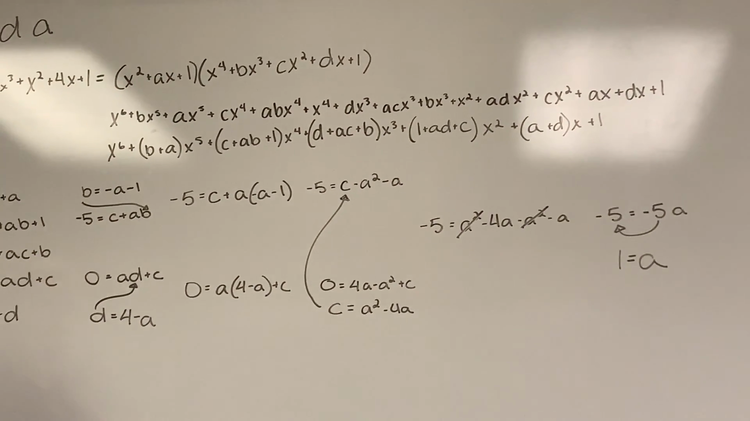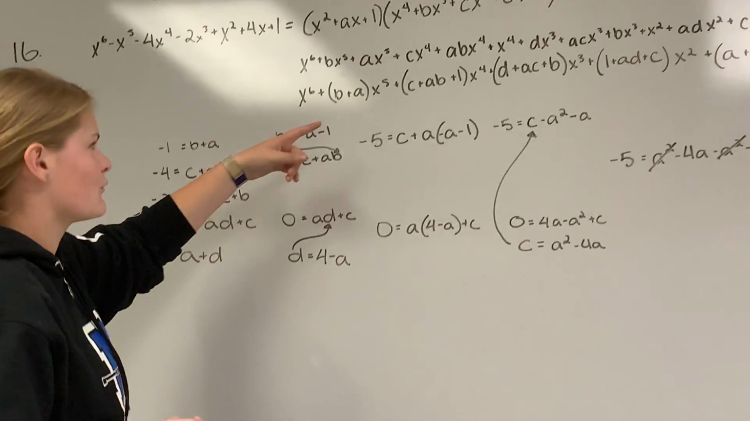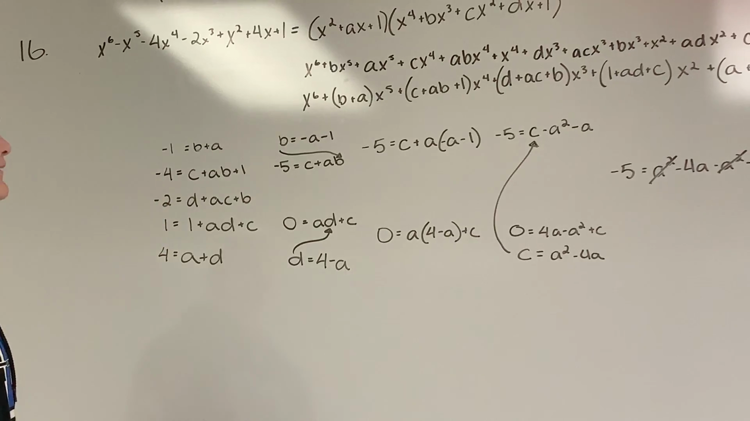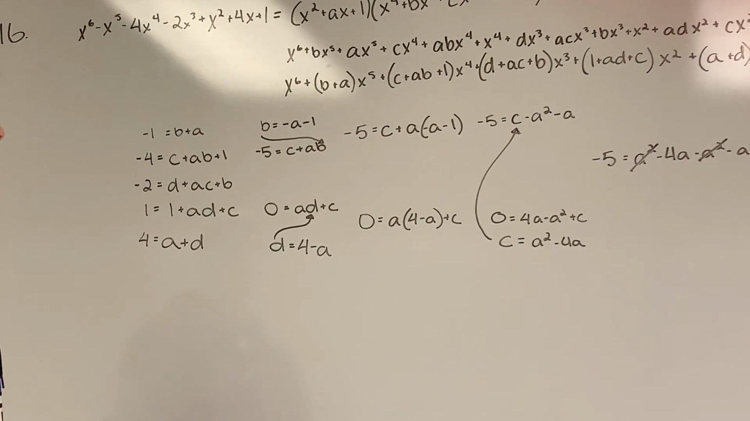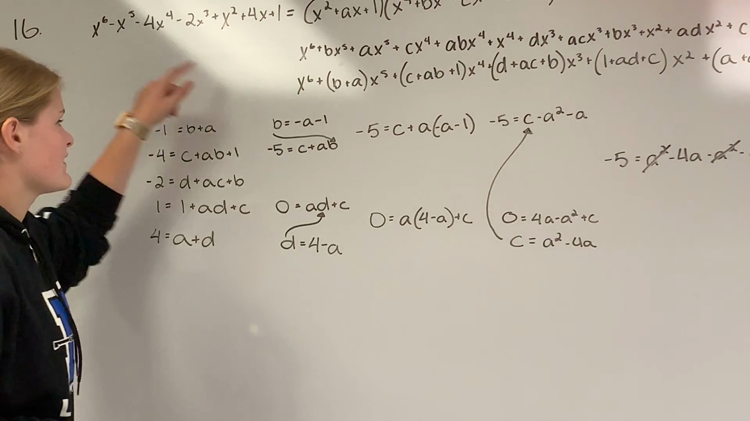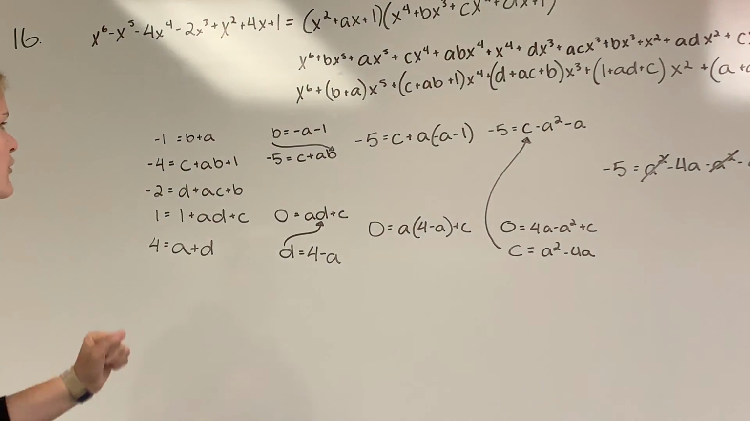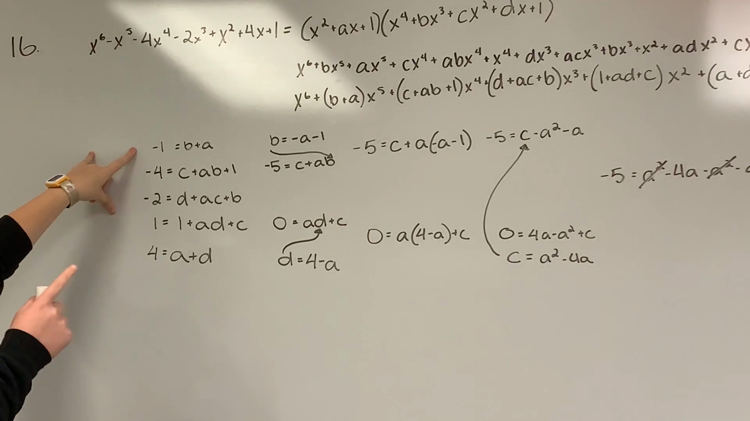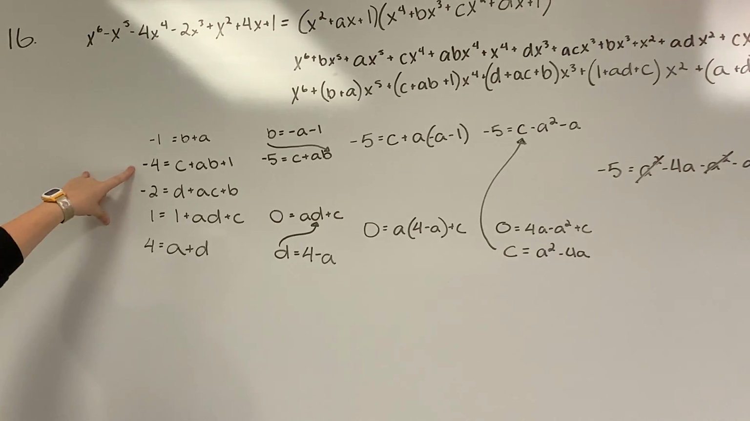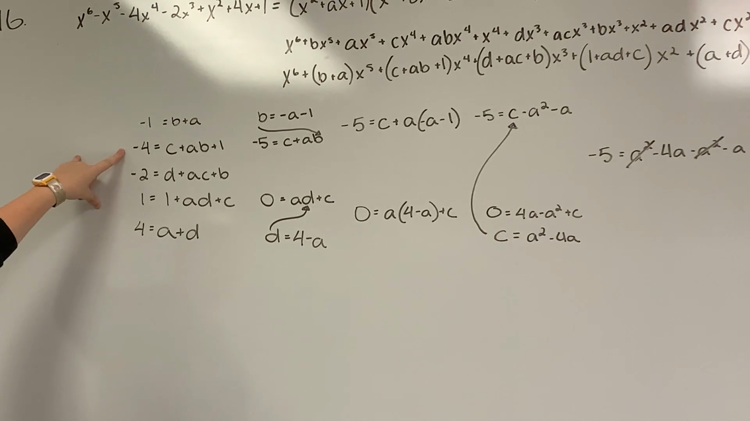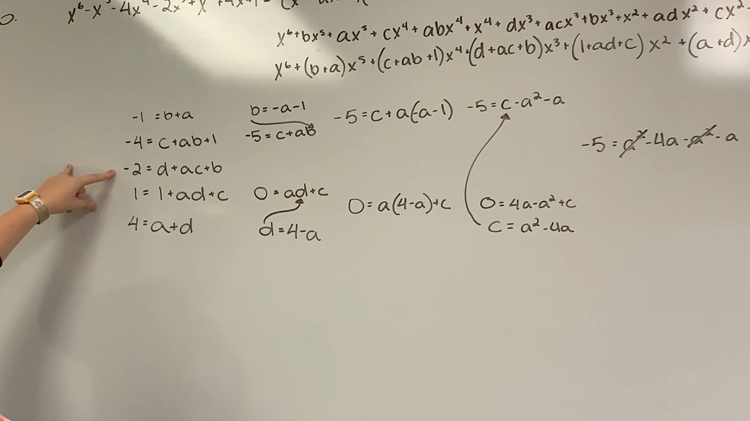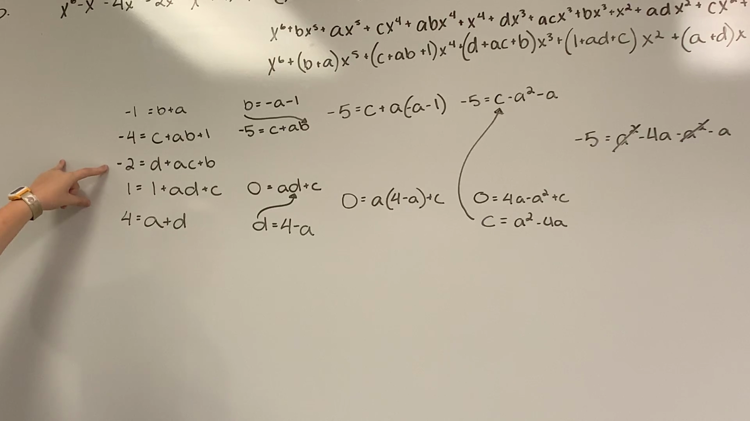And then now you have equivalent quantities on both sides. So we know the x to the 6ths are the same, so they basically cancel out. But then we know the x to the 5th have to be the same on both sides, so b plus a is going to be equal to -1. And then we do the same thing for x to the 4th, and we find that -4 equals c plus ab plus 1. And then for x to the 3rd, we get that -2 equals d plus ac plus b.